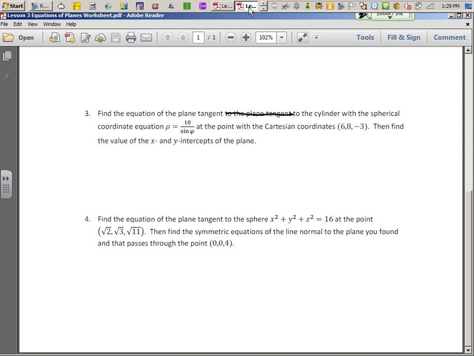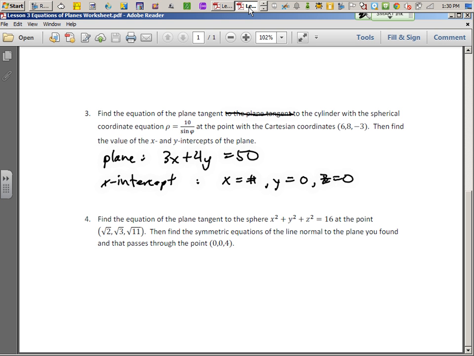So my answer was 3x plus 4y equals 50. As for the x-intercept, that would naturally occur where x is equal to a number, but y and z are both 0. So basically I'm going to force that. I'm going to make y and z both 0. I don't really see a z. So I just get 3x equals 50. x is 50 thirds.